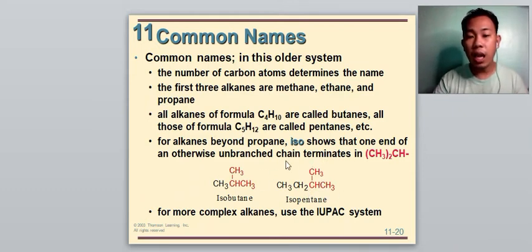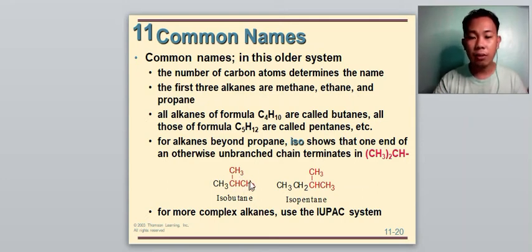All C5H12 are called pentanes. But for alkanes beyond propane, or 3 carbons, we use iso. That gives us an idea that the structure, of course, at one end of an otherwise unbranched chain ends with (CH3)2CH. Like for example, this one, the color red: CH3, how many CH3? 1, 2, and 1 CH. So this is iso. Another one, iso, because 2 CH3s and 1 CH.